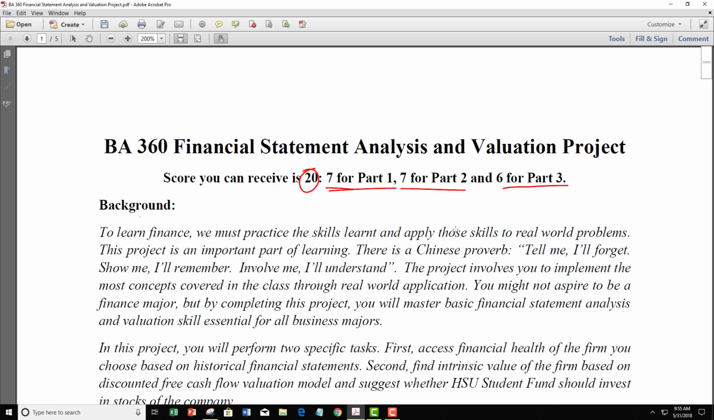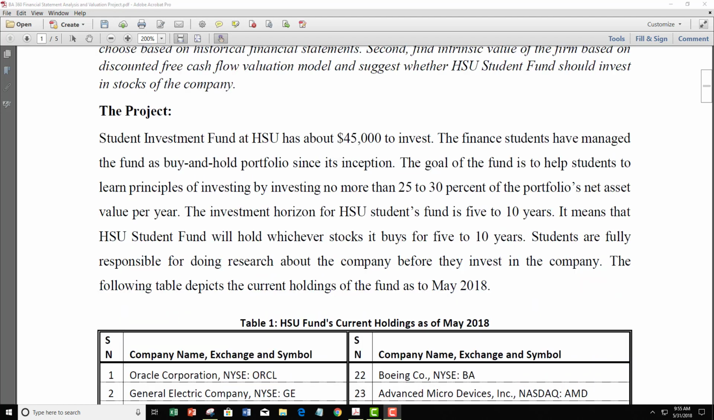The background to this project is this. A student investment fund at HSU has about $45,000 to invest. The finance students have managed the fund as a buy and hold portfolio since its inception. The goal of the fund is to help students learn principles of investing by investing no more than 25 to 30% of the portfolio net asset value per year.